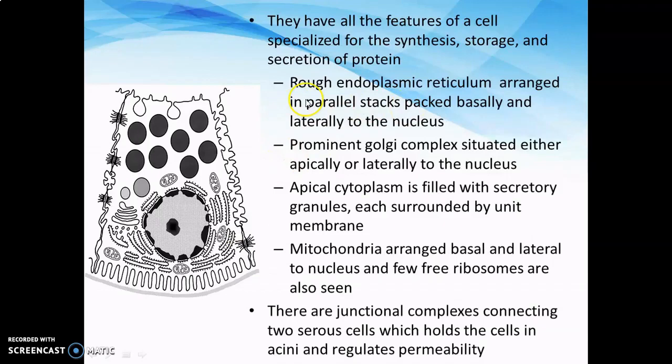And the serous cell has all the features of a cell specialized for synthesis, storage and secretion of proteins. So the protein synthesizing apparatus includes the rough endoplasmic reticulum arranged in parallel stacks basally and lateral to the nucleus, a prominent Golgi complex, and also a lot of mitochondria arranged basal and lateral to the nucleus.